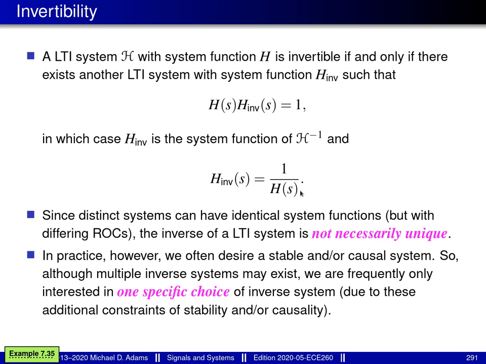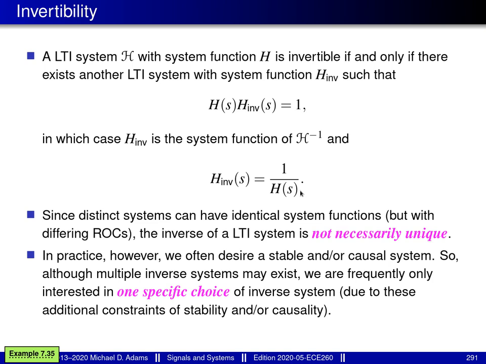Recall from earlier in the course that the inverse of an LTI system, if it exists, is LTI. Furthermore, the impulse responses of an LTI system and its inverse, when convolved, yield the delta function. Taking the Laplace transform of this relationship using the convolution property of the Laplace transform yields the result just introduced at the top of the slide.